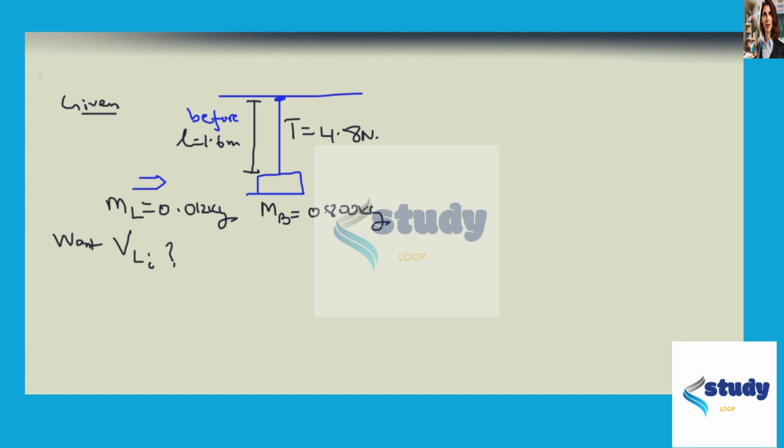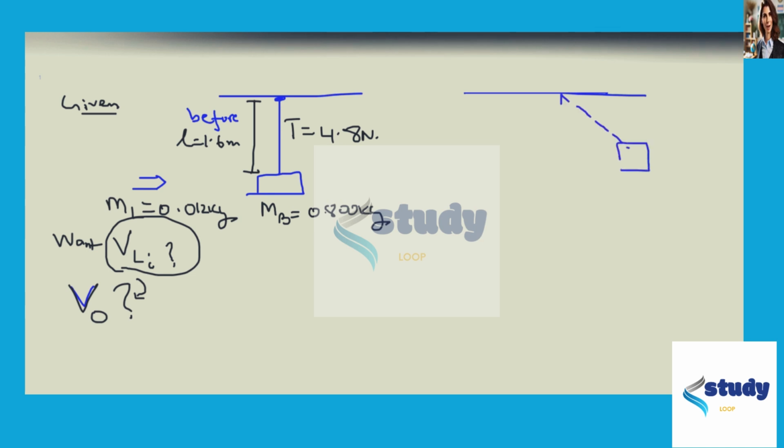And the bullet is going to be fired. They're saying it's fired with a horizontal velocity v naught. So we're looking for v naught instead of using v initial. We're going to use v naught. That's the convention they want us to use. So when it's fired, this is how it looks.